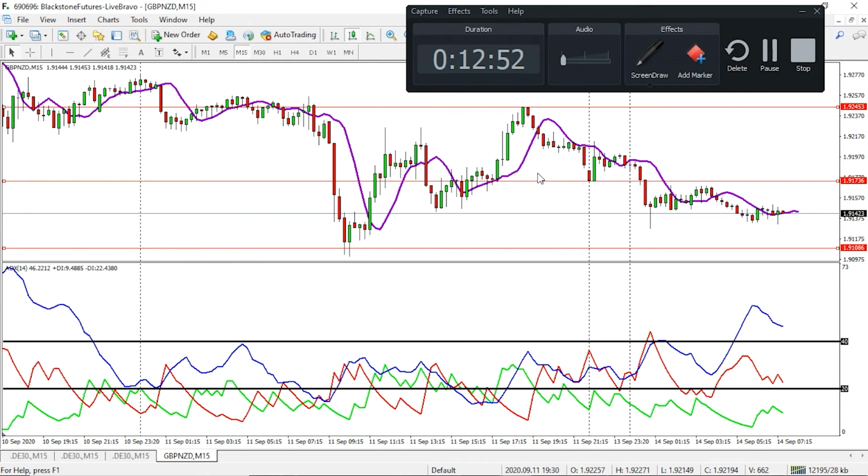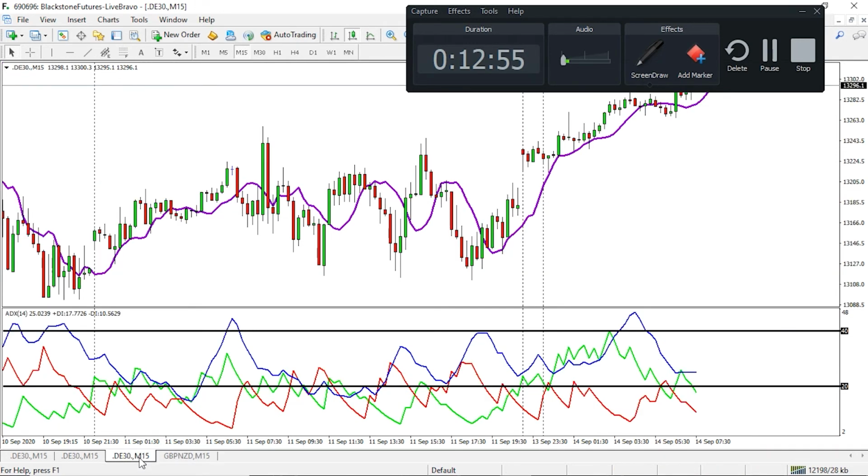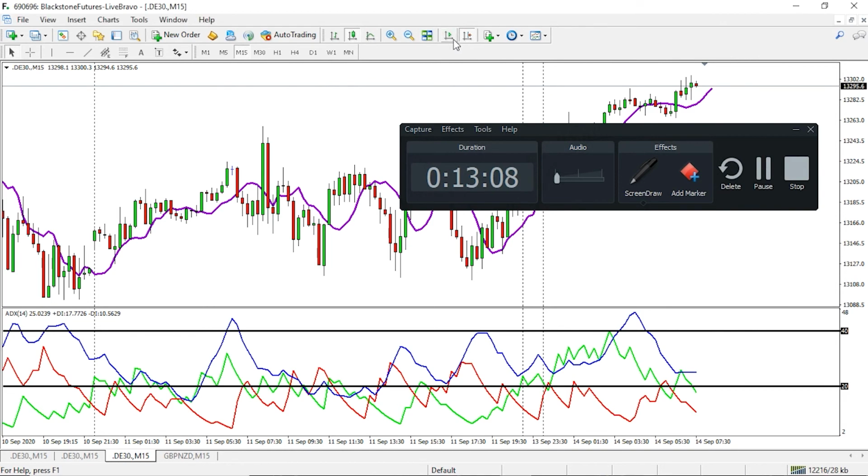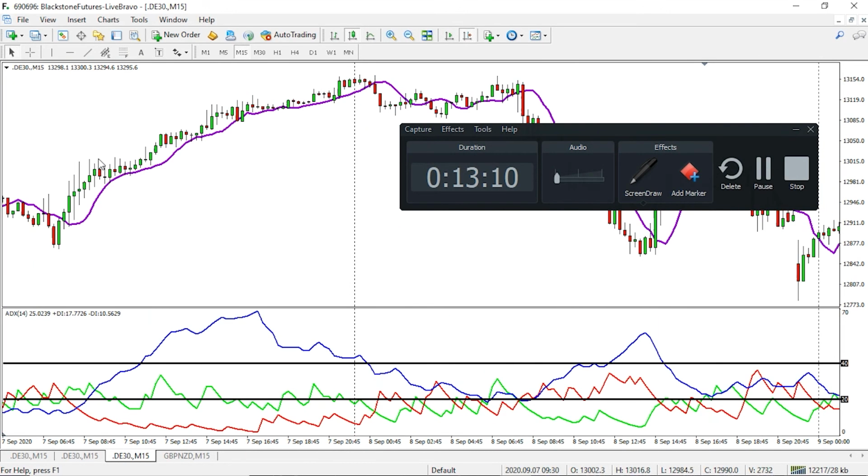All right, so the last DAX we've got here, this was the last sell recommendation we have. Let's just move this over here quickly. That was on the 3rd of September.